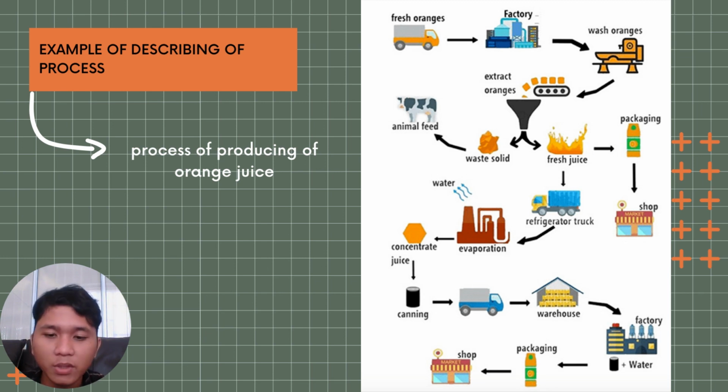evaporation process. During the evaporation process, the fresh orange juice is processed by an evaporator machine where the water is removed. The concentrated juice is then canned and transported to a warehouse before being combined with water again. After that, it is packaged and distributed to supermarkets, ready to purchase.